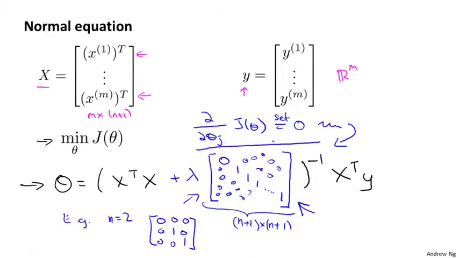Once again, I'm not going to show this derivation, which is frankly somewhat long and involved, but it's possible to prove that if you are using the new definition of j of theta with the regularization objective, then this new formula for theta is the one that would give you the global minimum of j of theta.